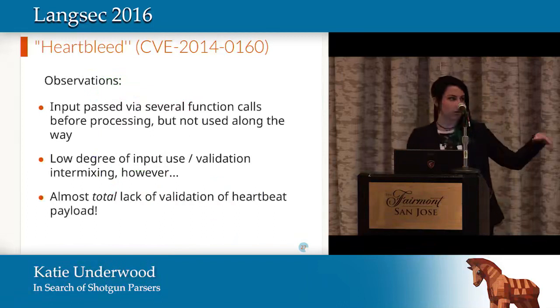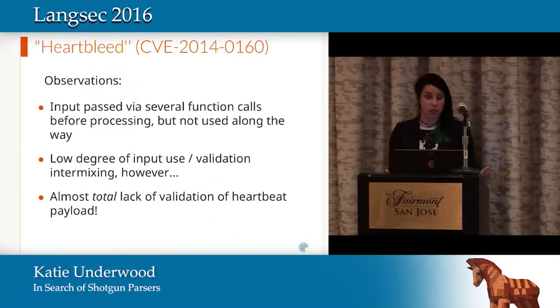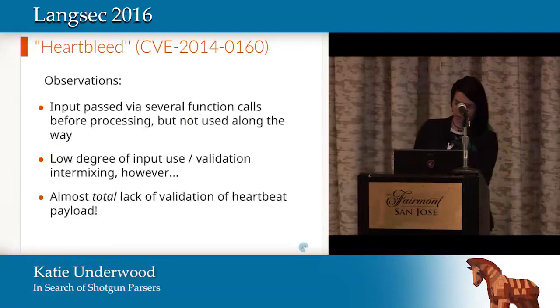So I didn't show you a trace through OpenSSL because it's not particularly interesting, but I will tell you that input is passed through several function calls before processing, but it's not really used along the way. So we don't really have that input use and validation intermixing. However, in the end, there's an almost total lack of validation of a fairly important piece of program state.